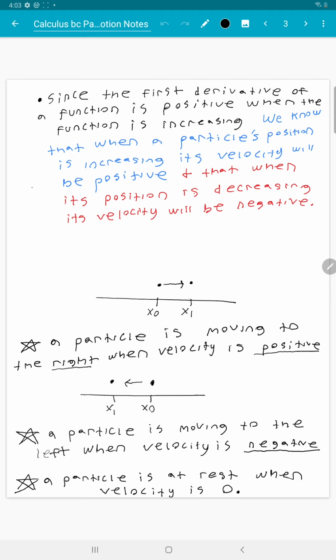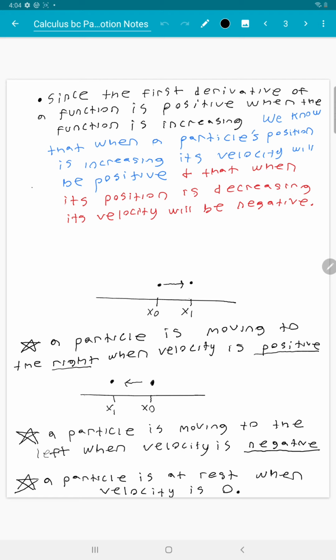Looking at the same kind of number line example that we were looking at a minute ago, we know that a particle is moving to the right when the velocity is positive. And this kind of question, like, is the particle moving to the right or to the left? Or what time periods is the particle moving to the right? We will commonly see that on these particle motion free responses. So this is very important to understand: a particle moving to the right is the same thing as saying its position is increasing. So thus, its velocity will be positive.